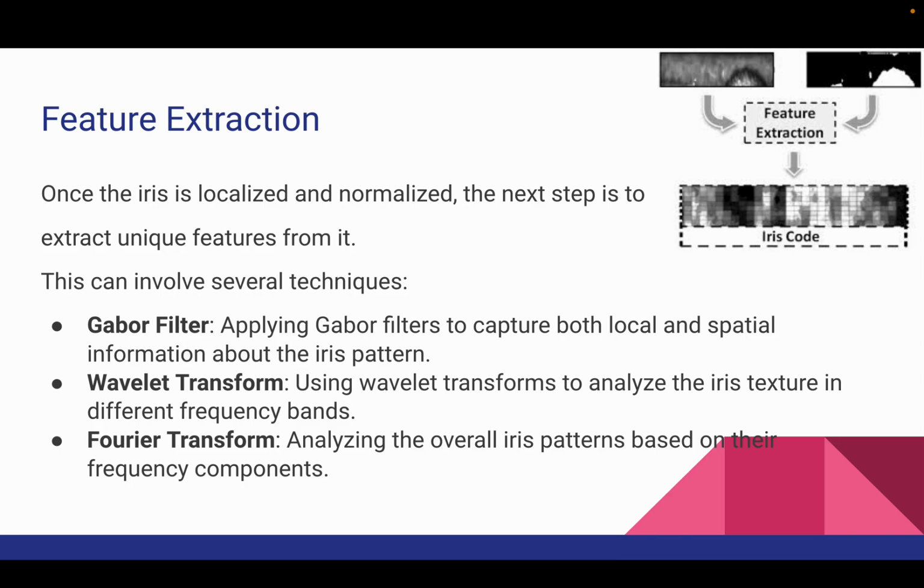The traditional next step is feature extraction. Once the iris is localized and normalized, the next step is to extract the unique features of every person. It may involve traditional steps such as a Gabor filter, applying the filter to capture both local and spatial information about the iris pattern, or we can use wavelet transform, using wavelets to analyze the iris texture in different frequency bands, or another way is Fourier transform, analyzing the overall iris pattern based on its frequency components.